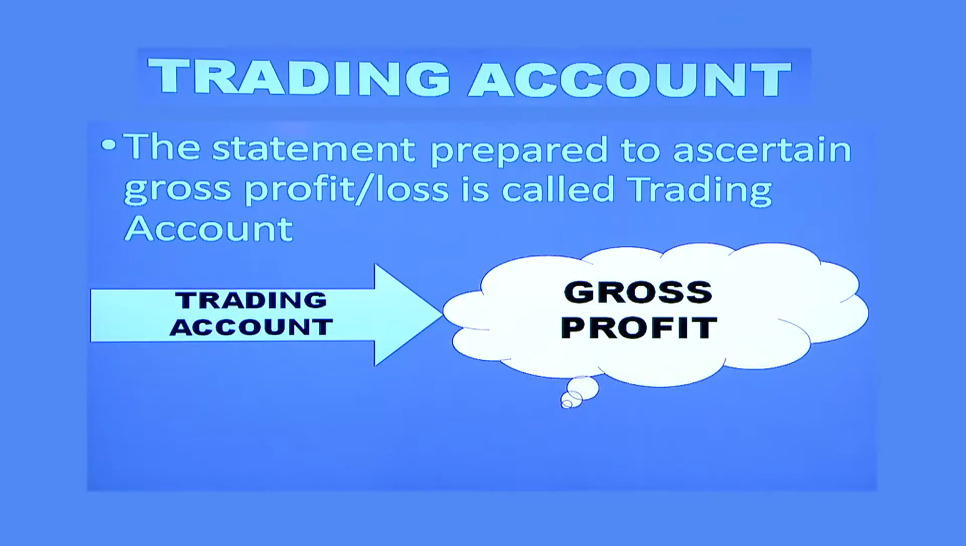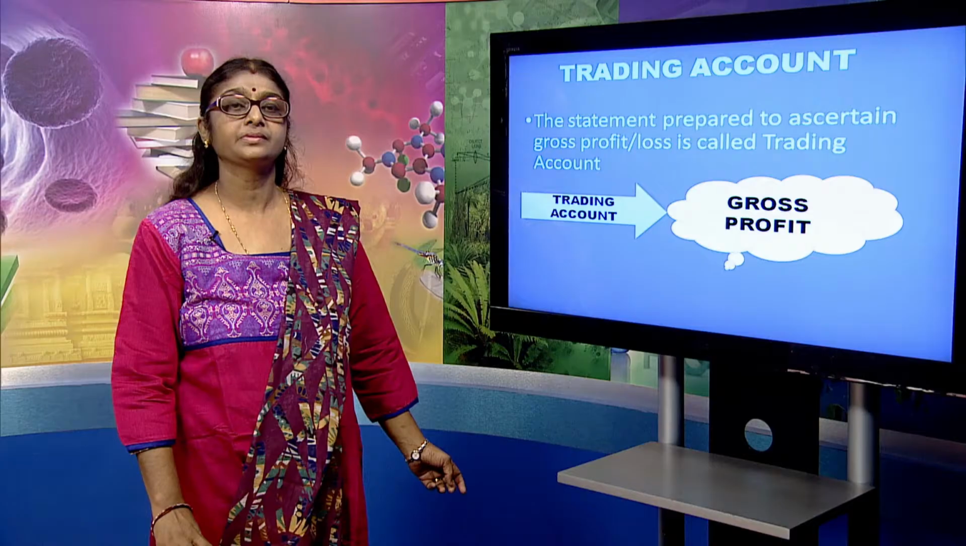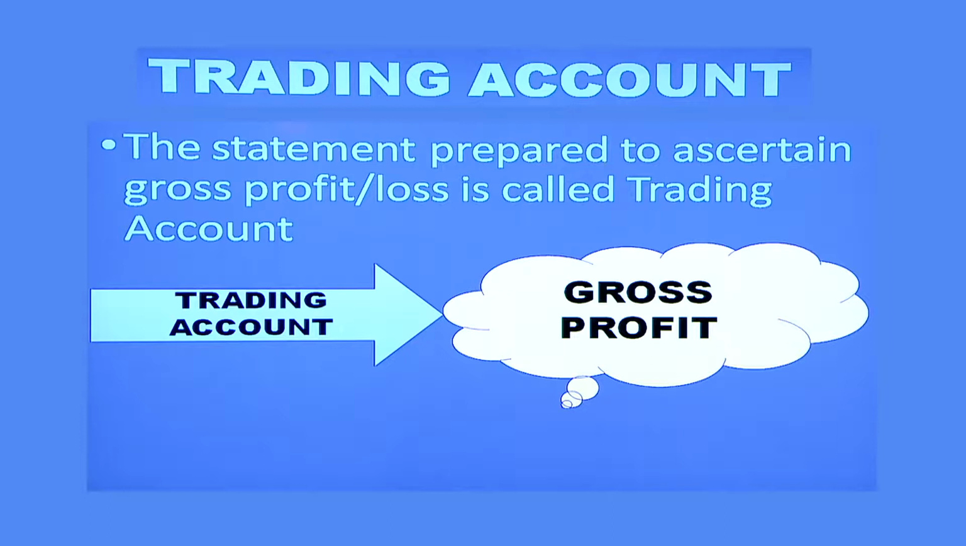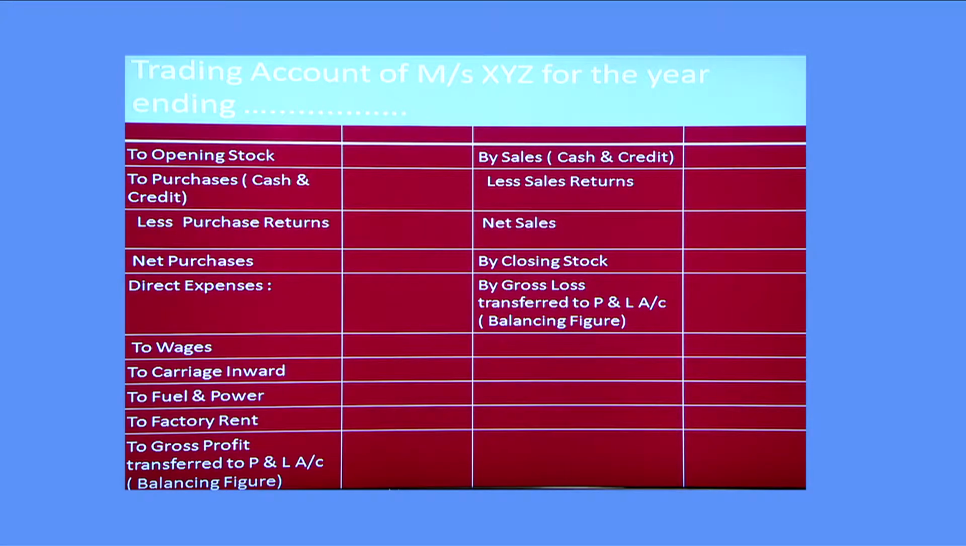With the help of trading account, you will be able to identify the gross profit. The statement prepared to ascertain gross profit or gross loss is called the trading account. Here is the format of the trading account. It is divided into two parts. The left hand side is the debit side and the right hand side is the credit side. On the left hand side, as the first item, you have to write the opening stock. The stock at the beginning of the accounting year is called the opening stock.